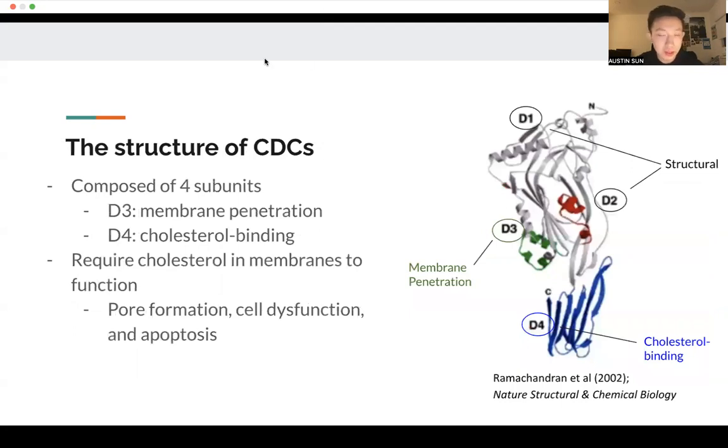Okay, so a little bit about the structures of a CDC. They are composed of 4 different subunits. More specifically, subunit D4 is responsible for recognizing and binding to cholesterol within the plasma membrane, and subunit D3 is responsible for penetrating the plasma membrane. These CDCs require the presence of cholesterol in the membrane to function, and their main function is to form a pore within the cell membrane and therefore lead to cell death.